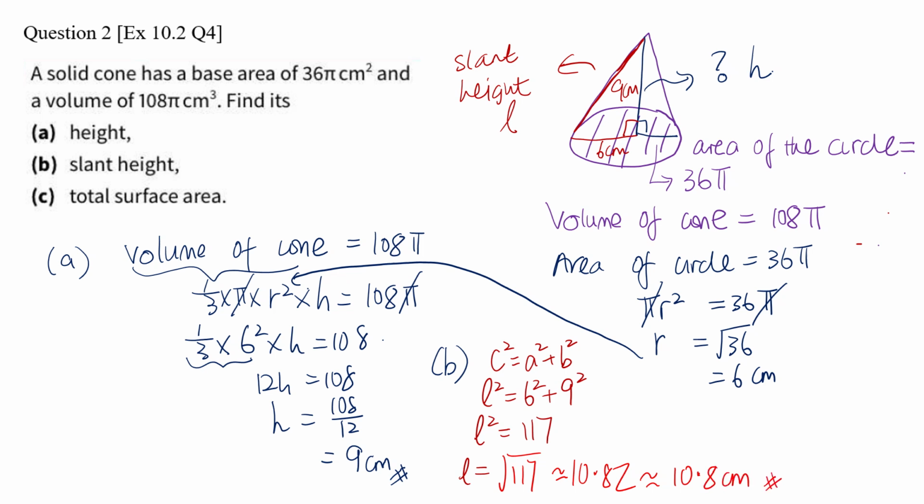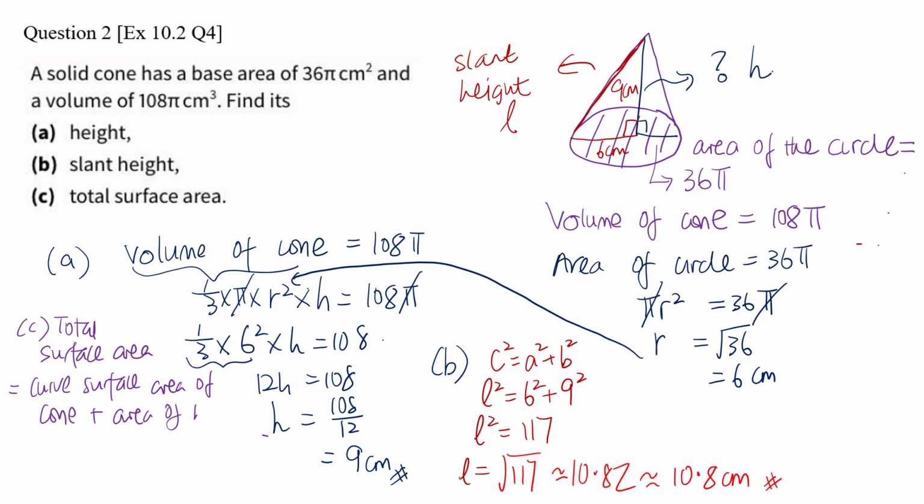That's for part B. So the total surface area would just be the curved surface area of the cone plus your base, which is a circle. So part C, total surface area: curved surface area of cone plus area of base circle.